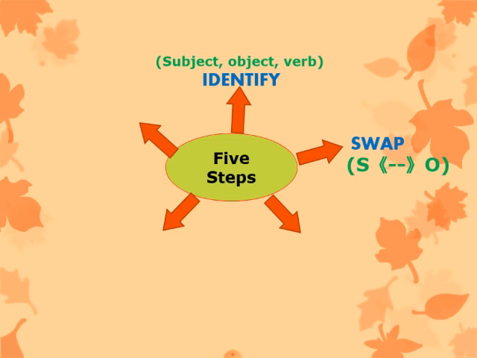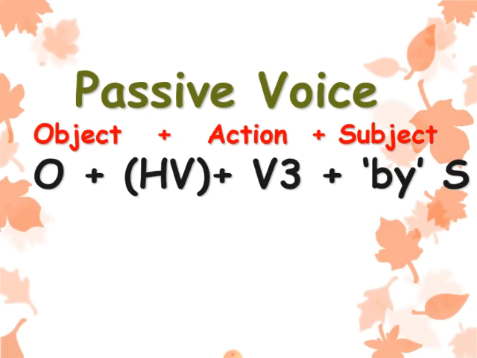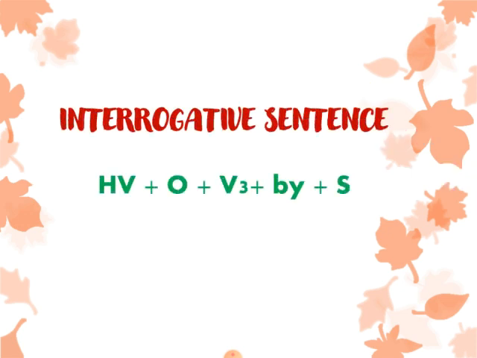Interchange the subject and object. Convert the verb into past participle form. Add a helping verb before the main verb. Add preposition by before the subject. Formula for passive voice: object plus helping verb plus past participle form of the verb plus by plus subject. Formula for interrogative sentence: helping verb plus object plus past participle form of the verb plus by plus subject.